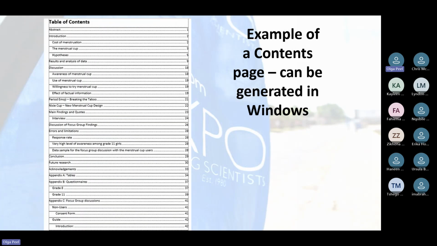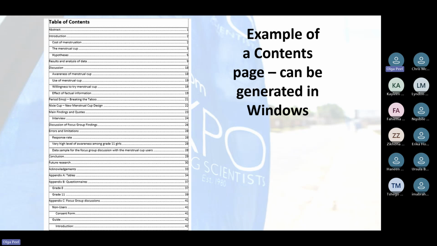Now, a contents page, you can generate it in Windows. This is part of a social science project done a few years ago about menstrual cups. She got to page 42 on the one contents page, and there were probably another 10 pages to finish her project. Now you can see how extensive a report can be. So this was her report on her project.